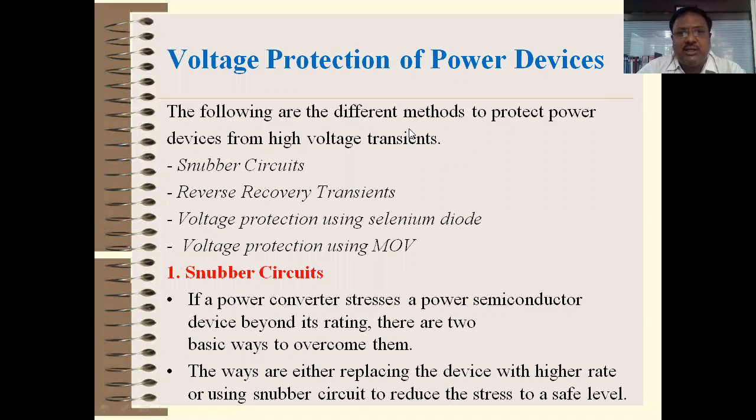So what is a snubber circuit? If a power converter stresses a power semiconductor device beyond its rating, there are two basic ways to overcome this. The ways are either replacing the device with one of a higher rating, or using a snubber circuit to reduce the stress to a safe level. These are the two methods to protect your power devices.